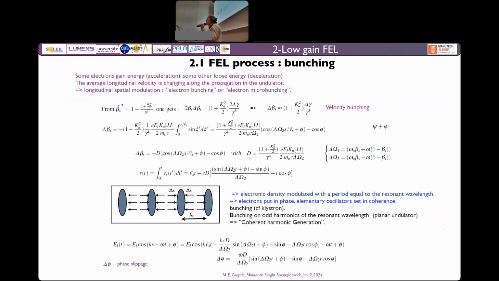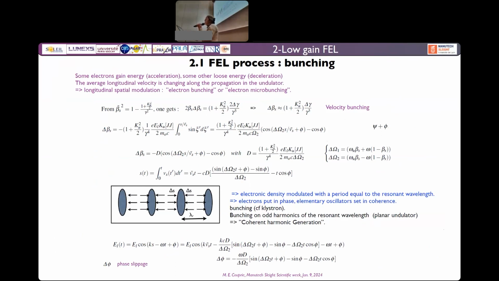So if I want to see how the bunching takes place, I look at the velocity of the electrons that we have calculated before, and then I can develop this velocity, and then I see that I have a variation of speed which leads to a bunching, what we call velocity bunching, because we do the bunching by different velocities.